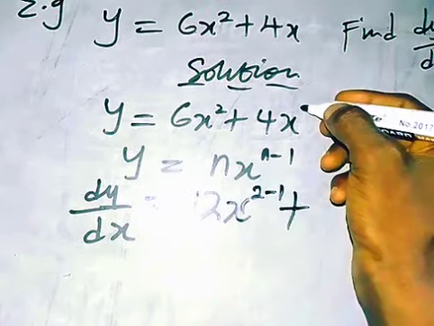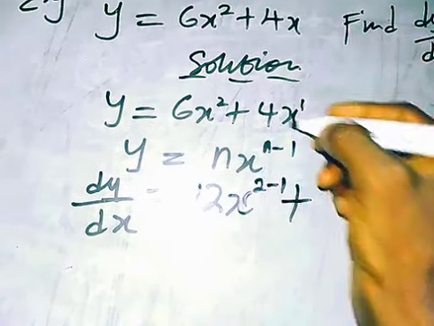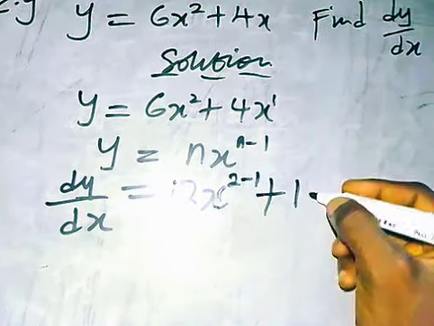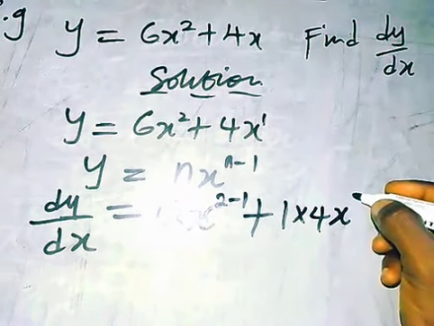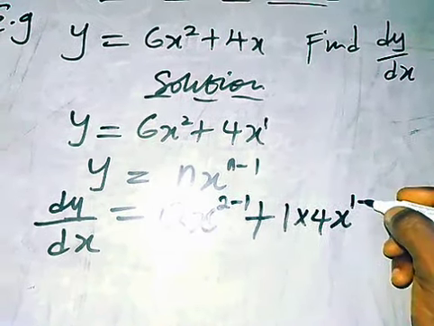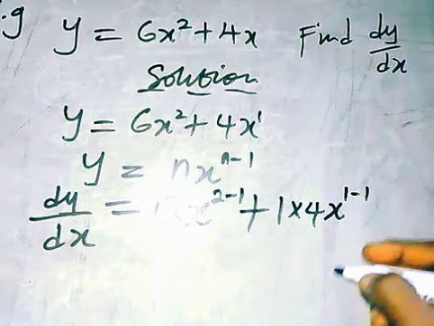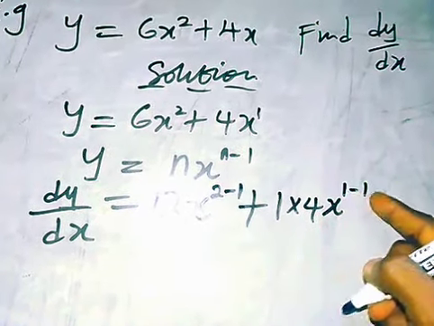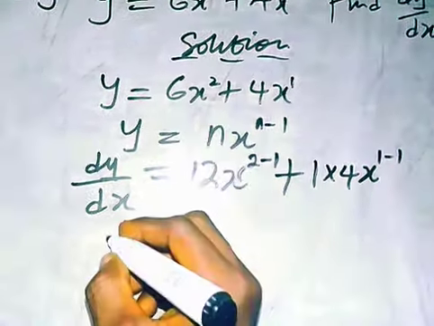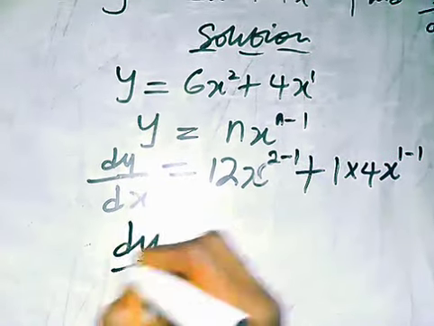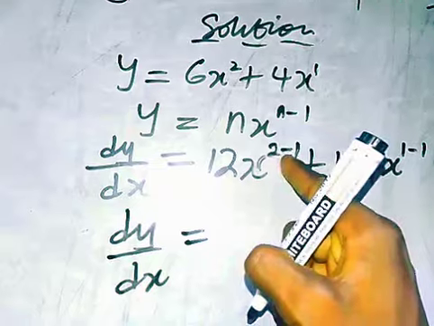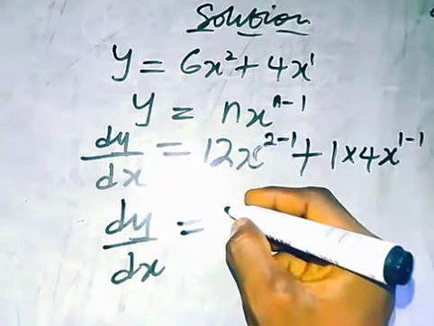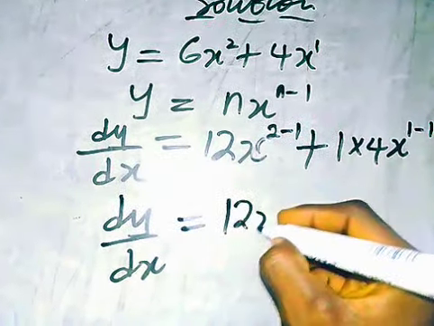Remember there is an invisible 1 here. 1 times 4. You're going to have 1 times 4x to the power of 1 minus 1. Right? So 1 minus 1 is 0. So dy/dx is equal to 12, and 2 minus 1 is 1. So this now becomes 12x.